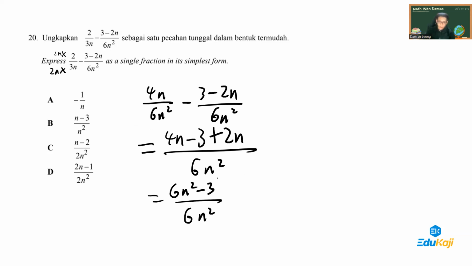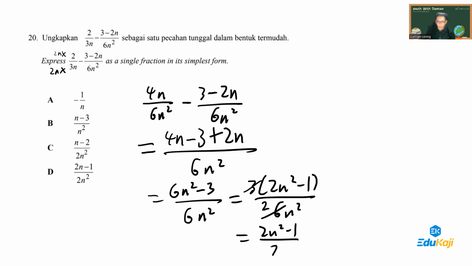I can factorize 3 on top. 3 bracket 2n square minus 1 over 6n square. Then I can cut here, left with 2. Sorry, 2n minus 1, there's no square. So 2n minus 1 over 2n square. Answer D.